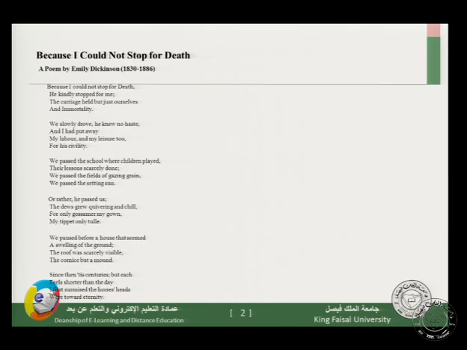Our first genre, poetry, is taken from the poetry of Emily Dickinson. Emily Dickinson is one of the most famous American poets, who lived between 1830 and 1886. Of course, she is a female poet, a very famous one. This is one of her most famous poems.